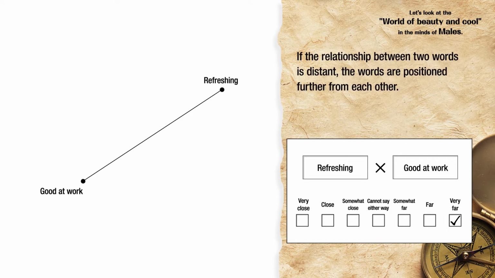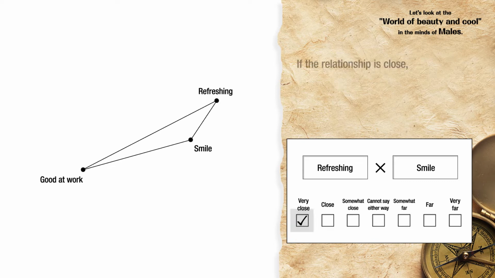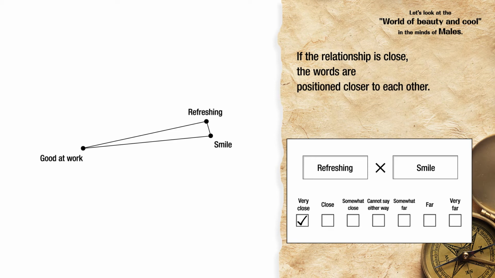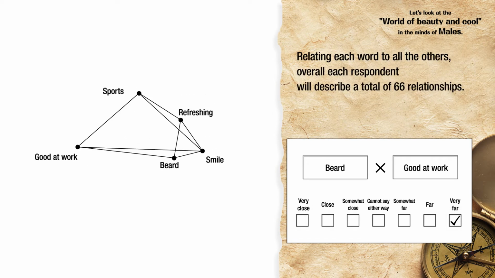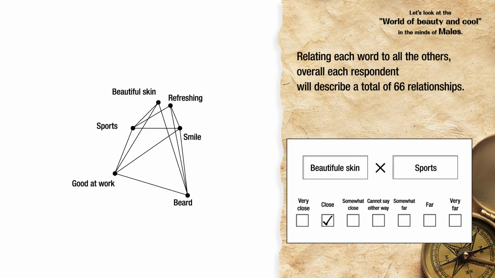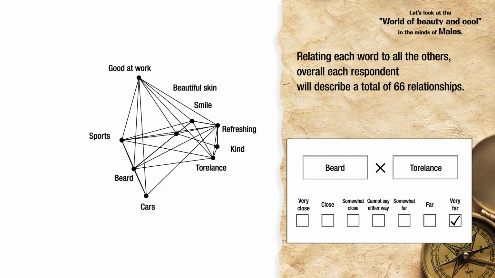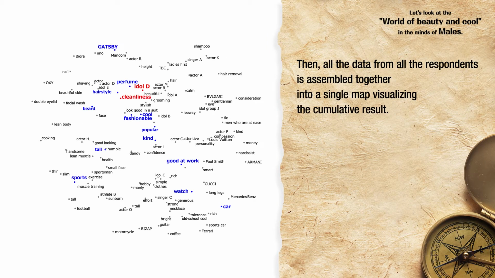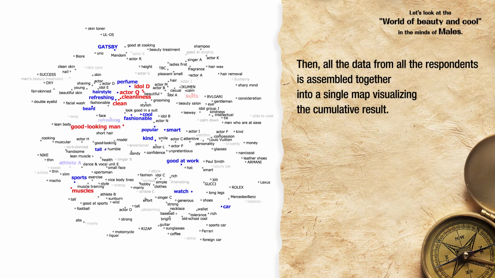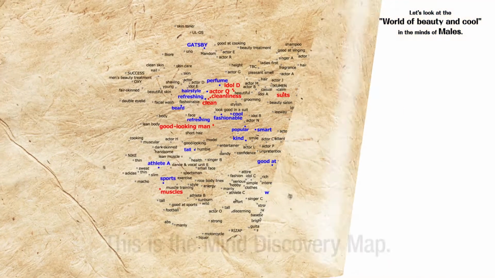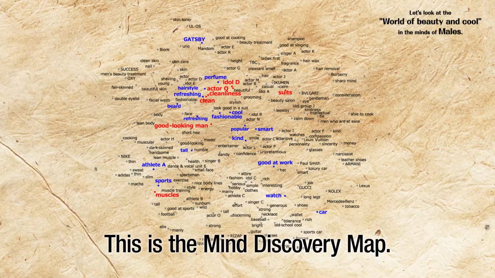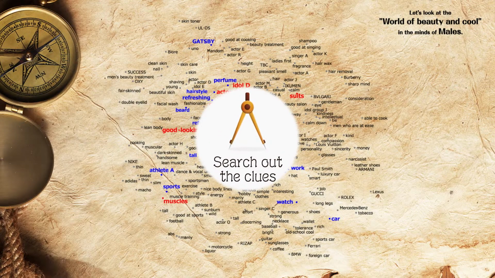If the relationship between two words is distant, the words are positioned further from each other. If the relationship is close, the words are positioned closer to each other. Relating each word to all the others, overall, the respondent will describe a total of 66 relationships. Then, all the data from all the respondents is assembled together into a single map, visualizing the relative distances between all of the terms introduced by the respondents. Now, the clues on the map will be read and analyzed.